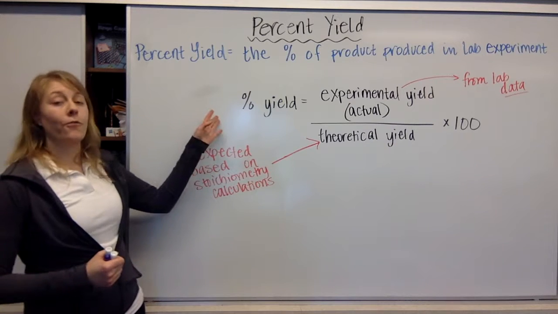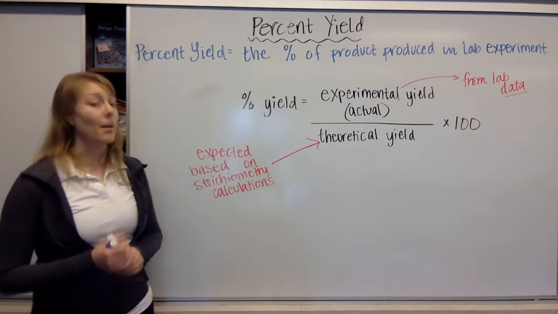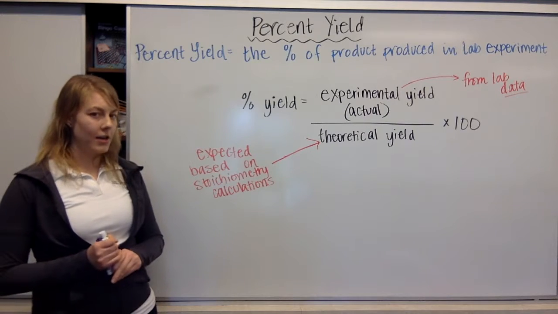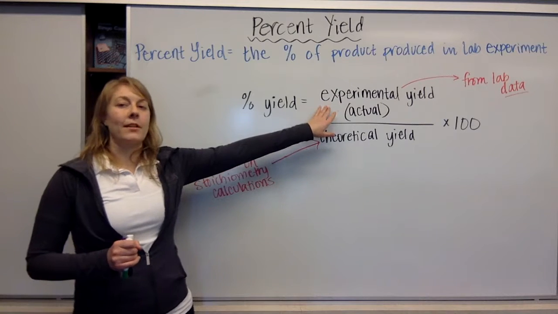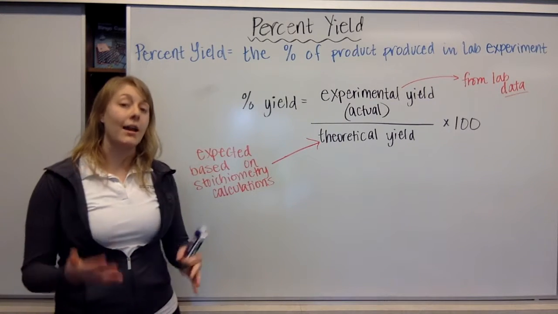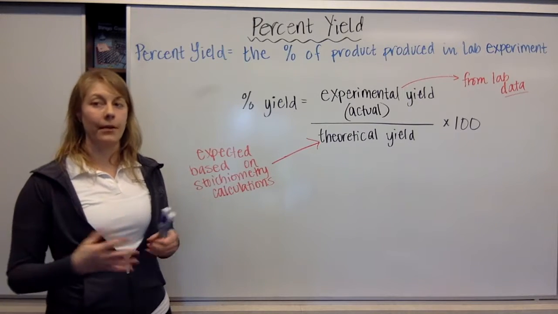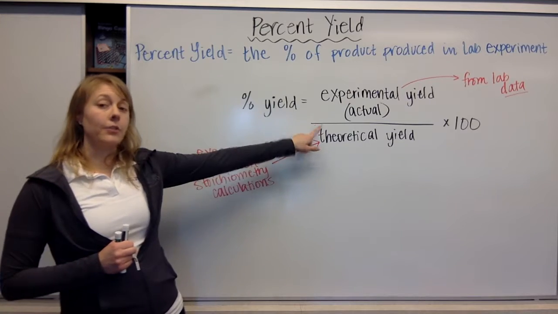Now, here's our formula that we're going to use to calculate the percent yield. This is not percent error, so there's no subtraction here. This is percent yield. And our formula is the experimental yield, and sometimes we refer to that as the actual yield, so what we actually got in a lab experiment. The experimental or actual yield divided by the theoretical yield.